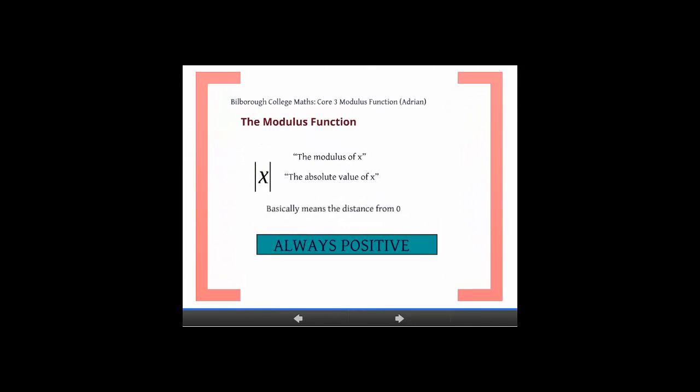So, quick recap. The modulus of x means the absolute value of x. It's written in this form here. It basically means the distance from 0, and it's always positive.